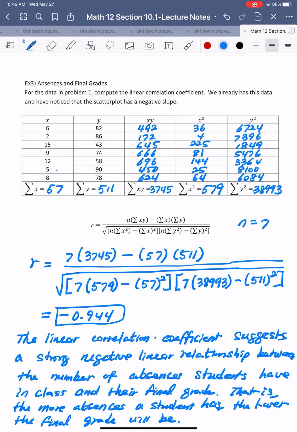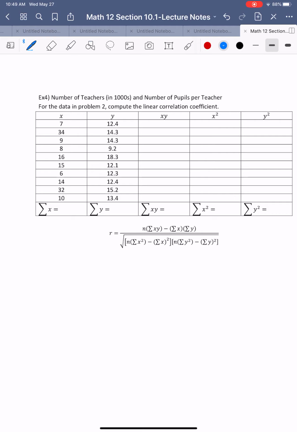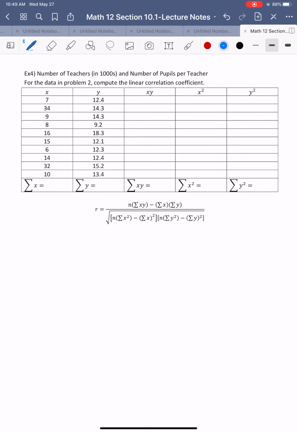Okay, go to the next page. Now number 4, we are talking about the number of teachers in thousands and the number of pupils per teacher. So let's see what it is, okay? You just need to fill them in. I want you to practice with this, okay? You can just follow the instructions I gave from the previous problems, okay? Do you want me to work with you guys?